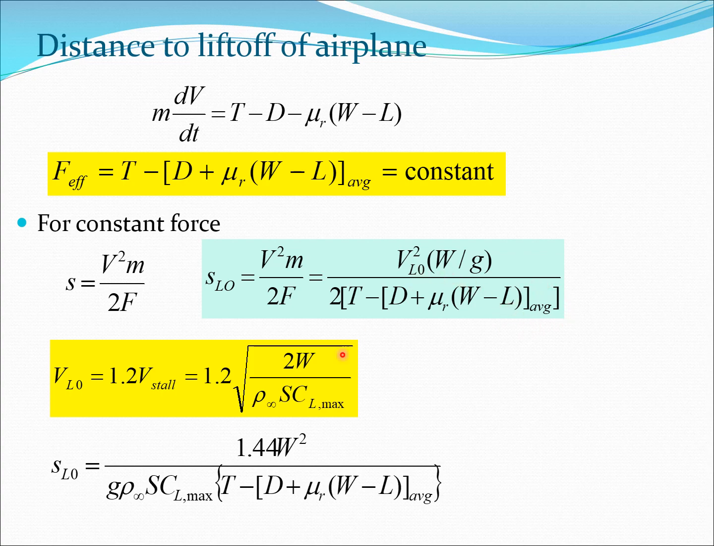Now, the V liftoff typically takes place at something higher than stall, so 1.2 times V stall can be taken as V liftoff, which is 1.2 times root 2W by rho infinity S CLmax. And then using this formula, we can get SLO is this equation here. So what we have done is just taken this and substituted for VLO in this equation, giving us this equation here. Now, of course, most of the parameters in this equation are going to be known. So let's look further at that.